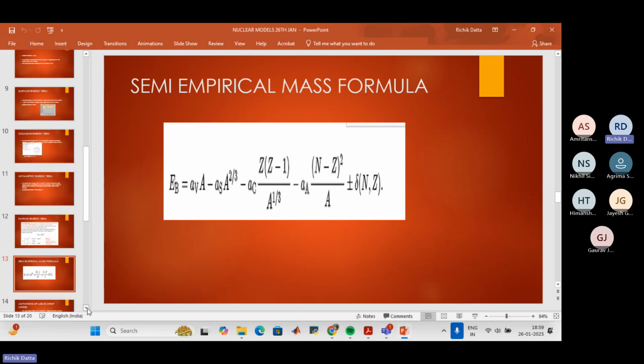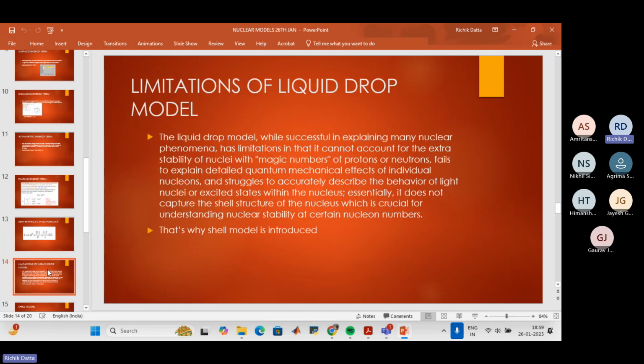Okay. So we should move further. So this is the liquid drop model, and there are limitations present in the liquid drop model. The liquid drop model has explained many nuclear phenomena, but there are certain limitations: how to find out exactly where the nucleus lies, and it does not give the concept of the magic numbers.